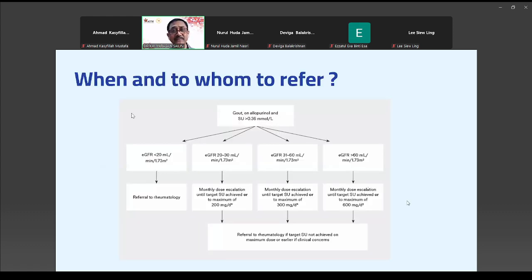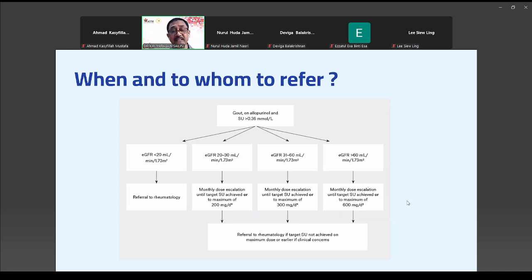So when would you refer the patient? If the patient's eGFR is less than 20 ml, then I think you do not start him on it. You can just start them on prednisolone or tramadol and then refer them to a rheumatologist. That is the best thing.